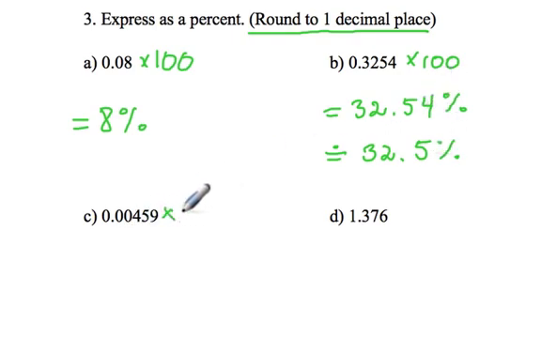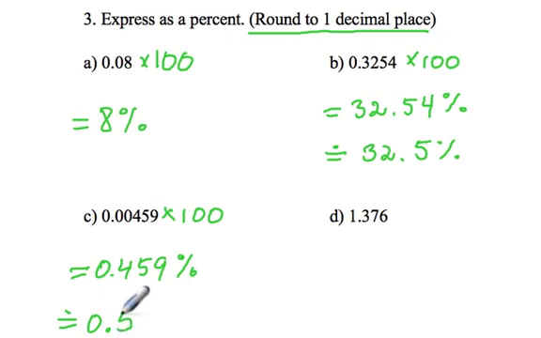Question C times 100 equals 0.459%. We're asked to round to 1 decimal place, so again we are going to look at the neighbor to the right and see that we have to round up. That is approximately 0.5%. Question D. If I multiply by 100, we get 137.6%.